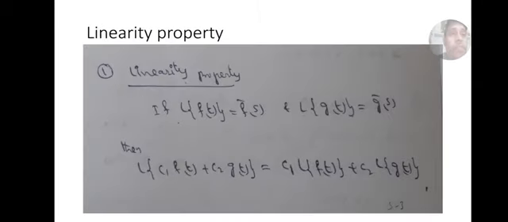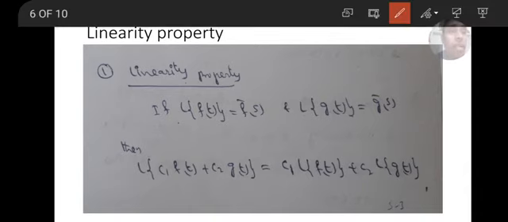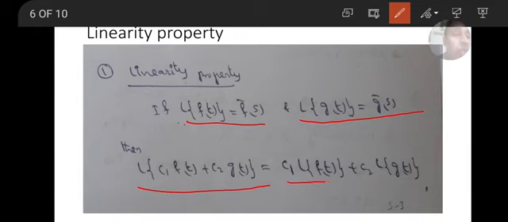Next, properties, linearity. First property; we have several, 7 or 8 properties. In this class we are discussing the linearity property. Linearity property: if L of f of t equal to f bar s, meaning Laplace transform of f of t is f bar s, and L of g of t equal to g bar s, meaning Laplace transform of g of t is g bar s, then L of c1 into f of t plus c2 into g of t equal to c1 into L of f of t plus c2 into L of g of t, because c1 is the coefficient outside Laplace transform of f of t, and c2 is the coefficient outside L of g of t.